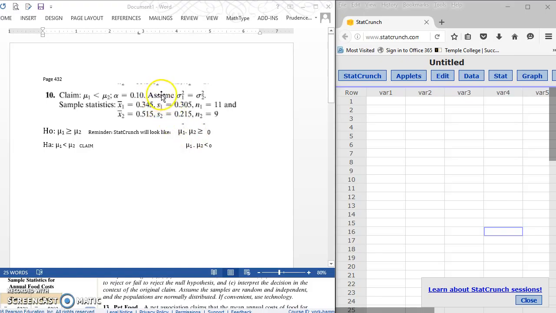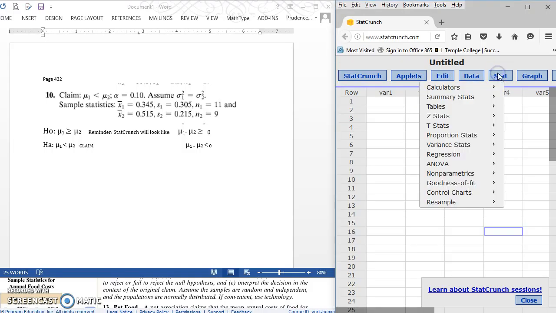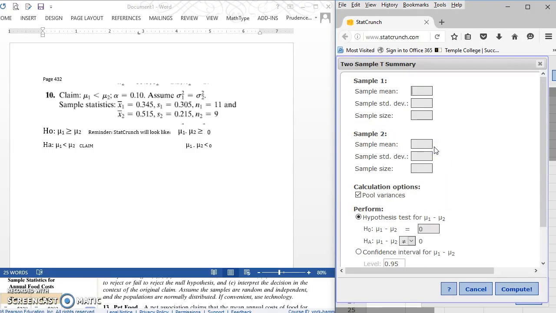So it says assume that the variance for the first sample is equal to the variance for the second sample. Now, when that happens, remember that means that we pool our variances, and I'm going to show you when we run the t-test how you do that. So in stat, this time you go to t-stats. It is two sample, and we do have summary. They didn't give us a column of data. They gave us the values to type in.